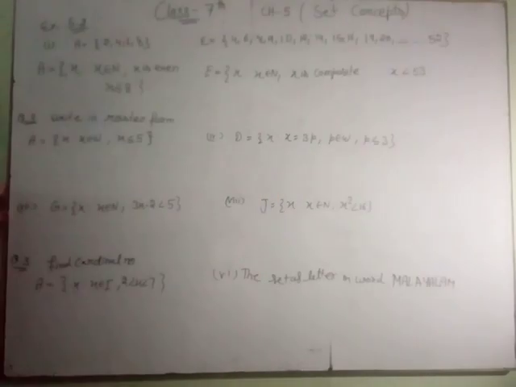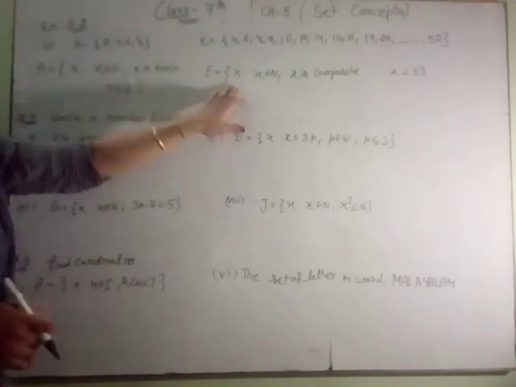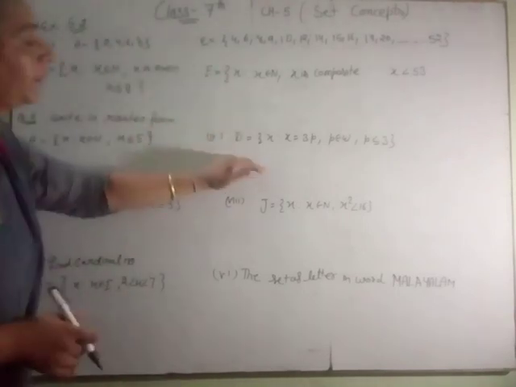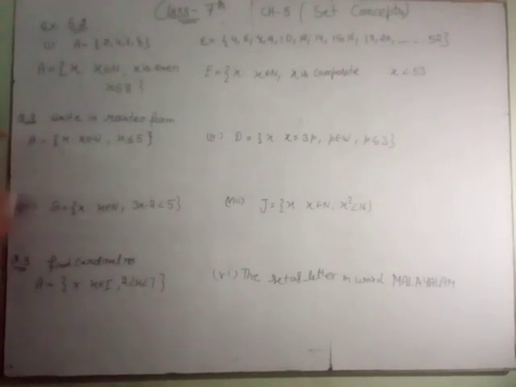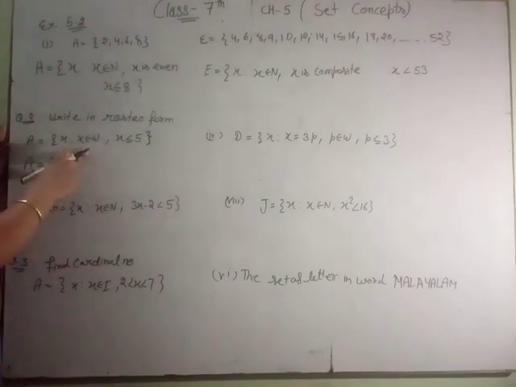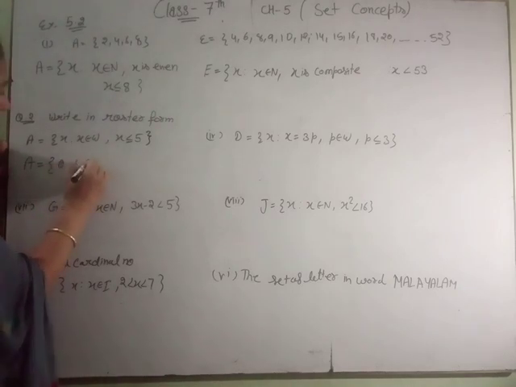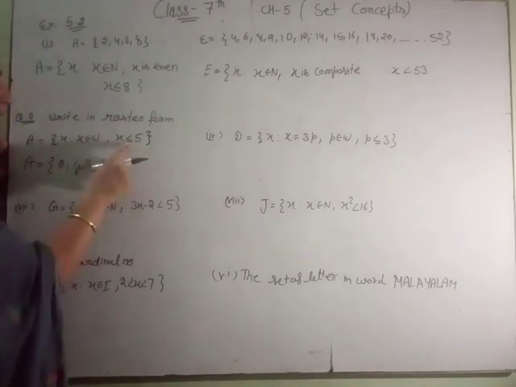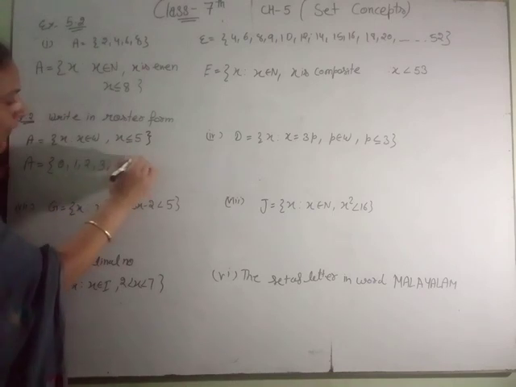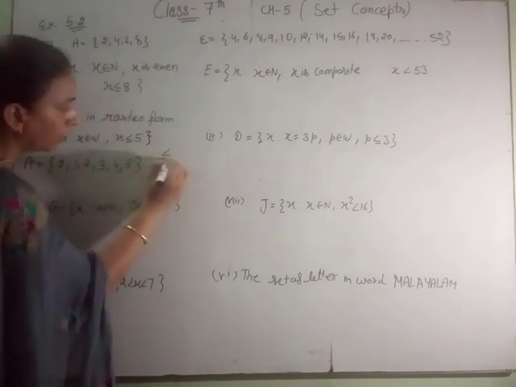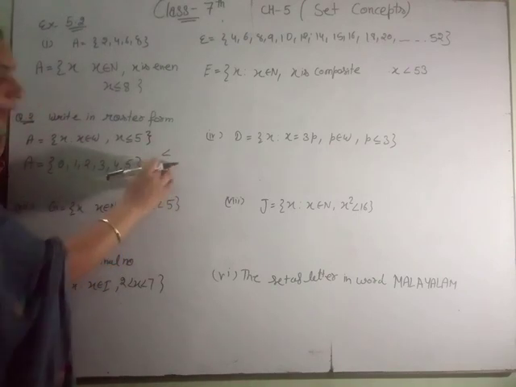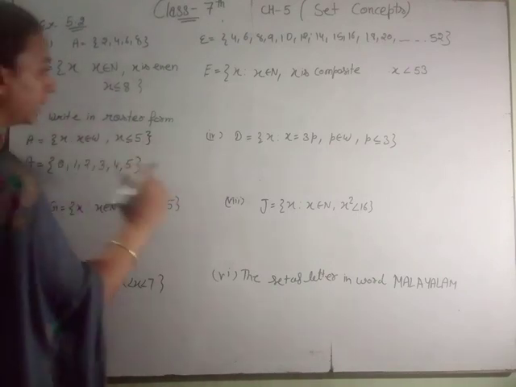Okay, next is question number 2. Write in roster form. Students, the previous question was set builder form and we wrote this in roster form. First is set A: x belongs to whole numbers and x is less than or equal to 5. All whole numbers less than 5: that is 0, 1, 2, 3, 4 and 5 also, because there is an equal sign. If there is an equal sign, then we take that number. If not, then we don't take that number. Okay, this is the roster form.